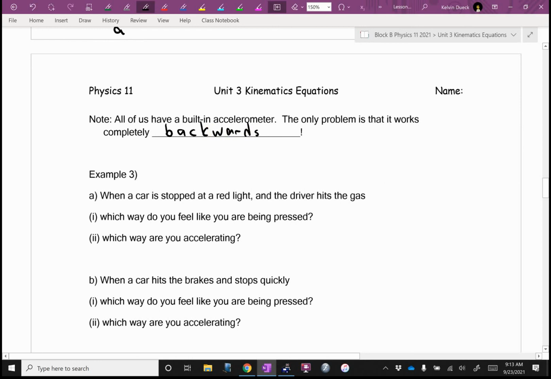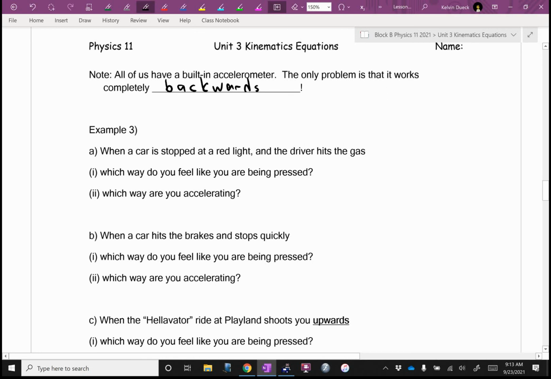Whichever way you feel the acceleration, I'm telling you, it's the opposite direction. Man, you're looking at me skeptical. I'll prove it. I'd like you to imagine, remember that you're in a car at a red light and the driver hits the gas. First of all, when they floor it, which way is the car clearly accelerating? Forward or backward? Forward. Which way do you feel like you're getting pushed? Your body can feel acceleration. It can. It just feels it completely backwards.